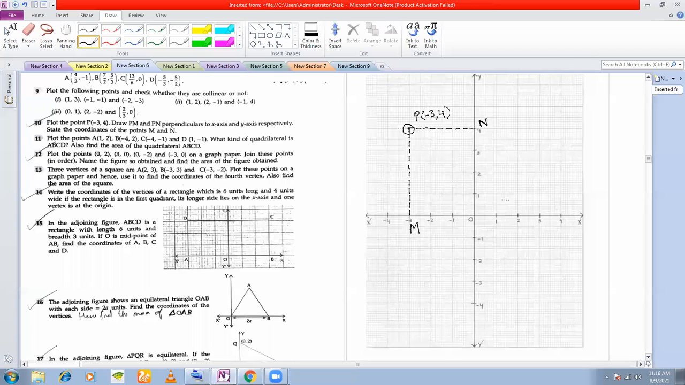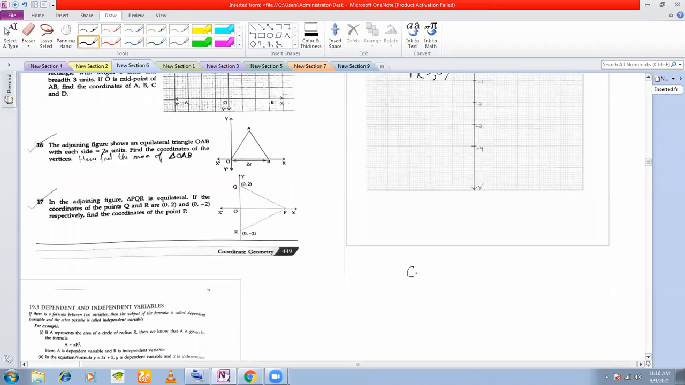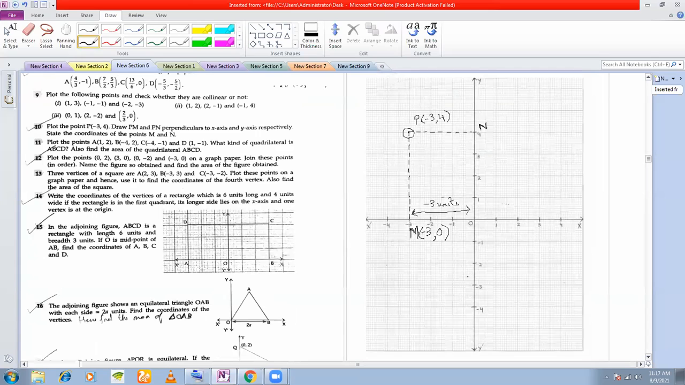Coordinates of M. What should be the coordinates of M? M is a point on the X-axis. Definitely Y coordinate will be 0, right? What about the X coordinate? What is the distance from here to here? Minus 3 units, right? All of you agree? So therefore the X coordinate will be minus 3. So you will write here coordinates of M: minus 3, 0.